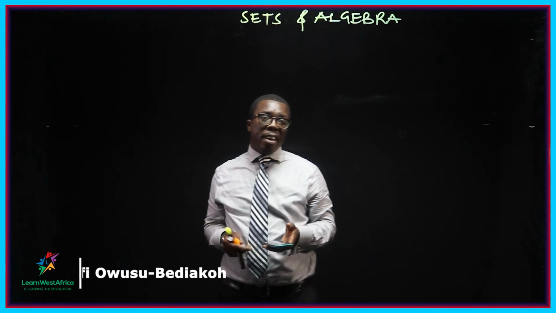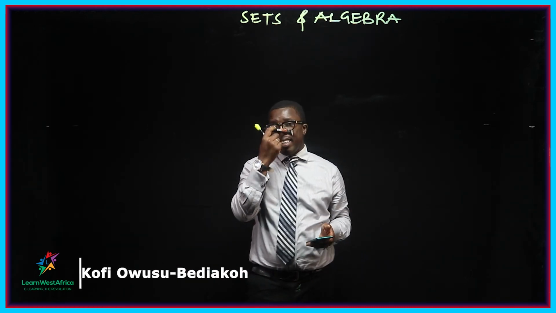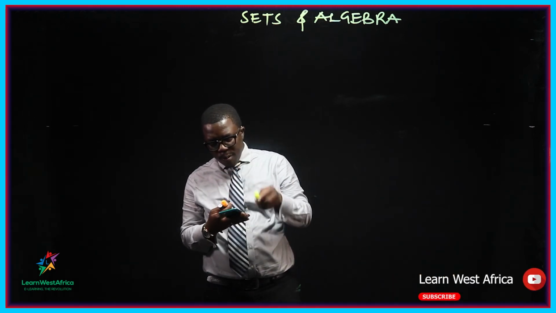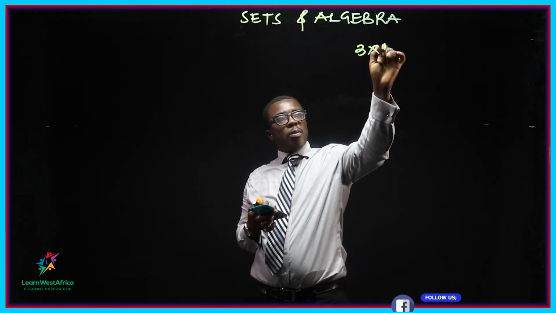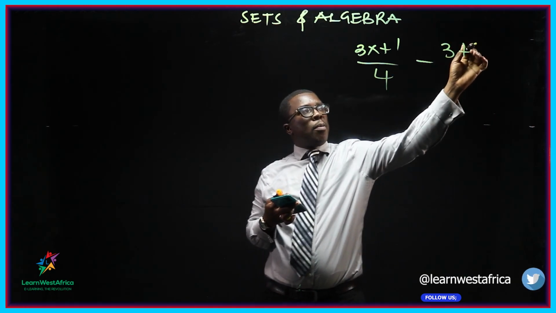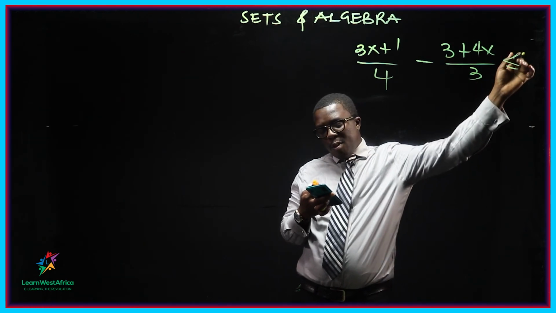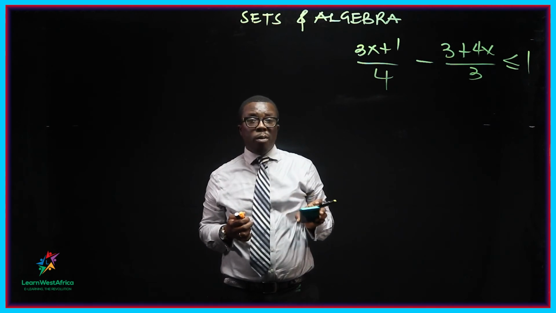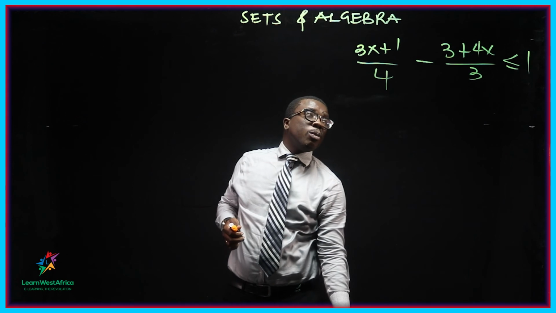We are on 2016 question 1. We want to solve 3x plus 1 all over 4 minus 3 plus 4x all over 3 less than or equal to 1. Question 1, November 2016. How to deal with that.